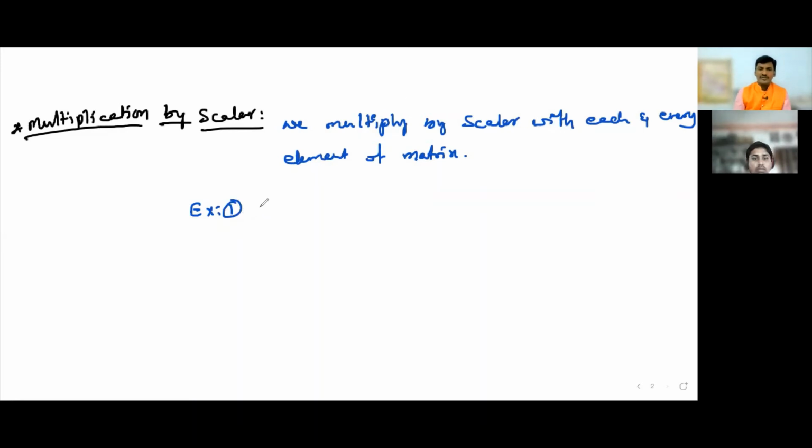For example, here I am taking the matrix A equals 1, 2, 3, 4.